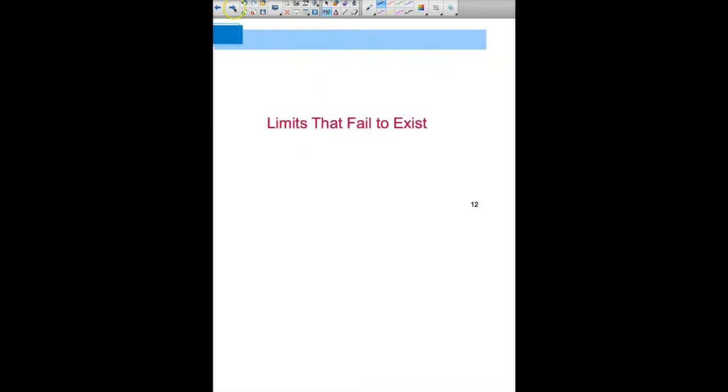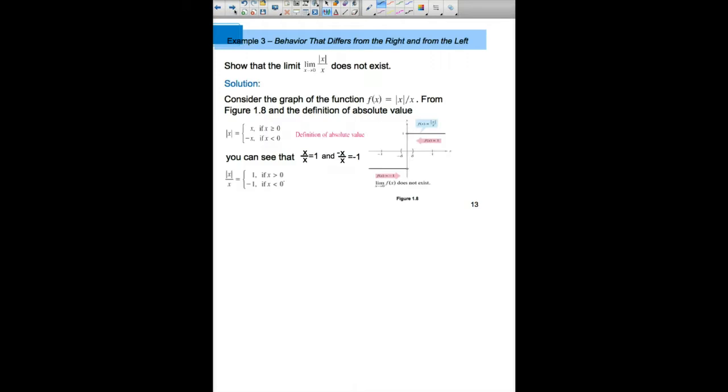There are some limits that fail to exist. For example, if we have this graph, it's a step function, the absolute value of x over x. These limits would exist if I asked you for the limit as x approaches negative 1 from the right and the left. The y values both approach negative 1. And that's an actual point on the graph. That limit exists. But if I ask you for the limit as x approaches 0, from the right the y values approach 1, and from the left the y values approach negative 1. Since they approach 2 different values, then that graph does not have a limit.